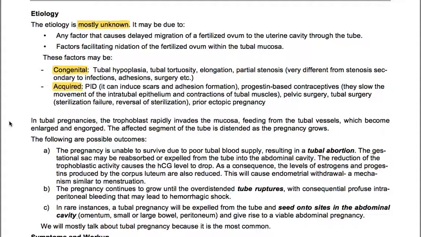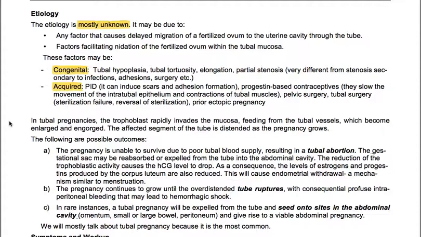In tubal pregnancies, the trophoblast rapidly invades the mucosa, feeding from the tubal vessels, which become enlarged and engorged. The affected segment of the tube is distended as the pregnancy grows. The following are possible outcomes. The pregnancy is unable to survive due to poor tubal blood supply, resulting in a tubal abortion. The gestational sac may be reabsorbed or expelled from the tube into the abdominal cavity.